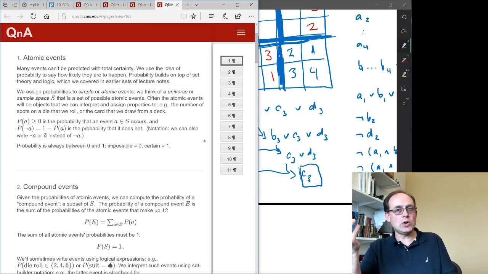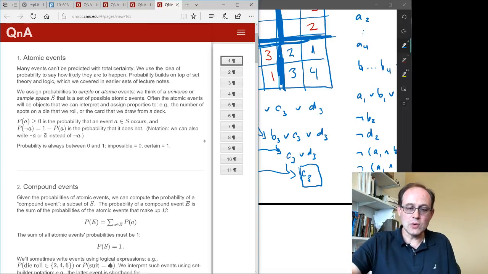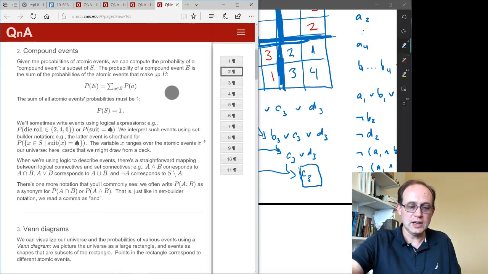Then for each one of these atomic events, we can assign a probability. So those probabilities are non-negative and they sum to 1. 0 means that the event is impossible, 1 means that the event is certain, and in most cases we're somewhere between that, and we're going to reason about things that might or might not happen. All right, so those are atomic events.